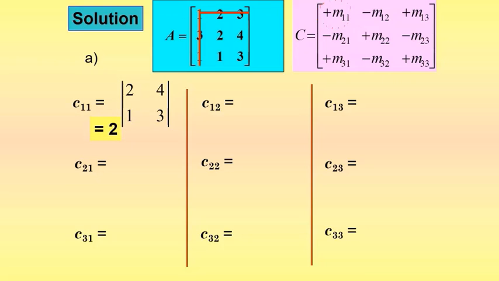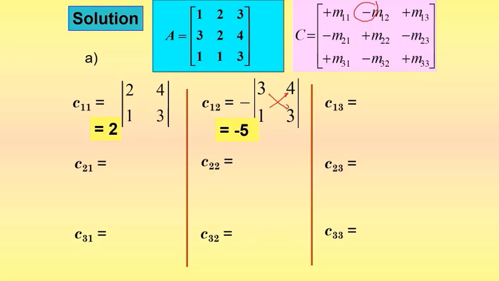Okay, we have negative 2. Okay, C12. Okay, the sign. So means that we have to delete the first row and second column. The sign is negative here. Okay, the sign is negative. Okay, that's why we have to put negative here. And then this is the minus 3 times 3 minus 1 times 4. So we have negative 5.